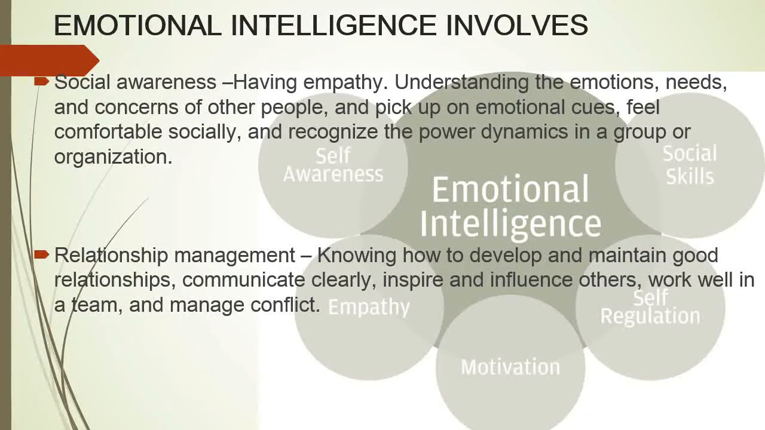The final aspect, that is the fourth aspect in emotional intelligence, is relationship management. Relationship management helps us to know how to develop and maintain good relationships that are around us. It helps us to have good and clear communication with everyone. It helps us to inspire and influence people for positive change as well as work together in a team. It helps well in the management of conflict.